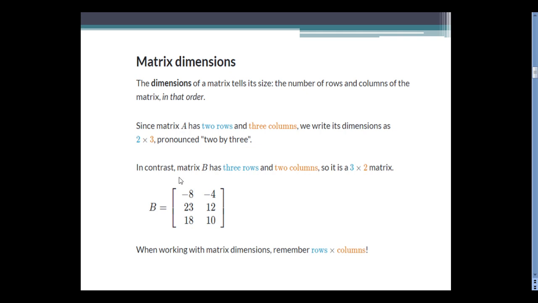Matrix dimensions. How do we write the matrix? Look at this matrix B equal to minus 8, 4, 23, 12, 18, 10. How many rows do you have? There are 3 rows: minus 8, minus 4 is the first row, then second row, third row, and 2 columns. So we write a 3 cross 2 matrix, which is the matrix dimension. Remember, rows into columns.